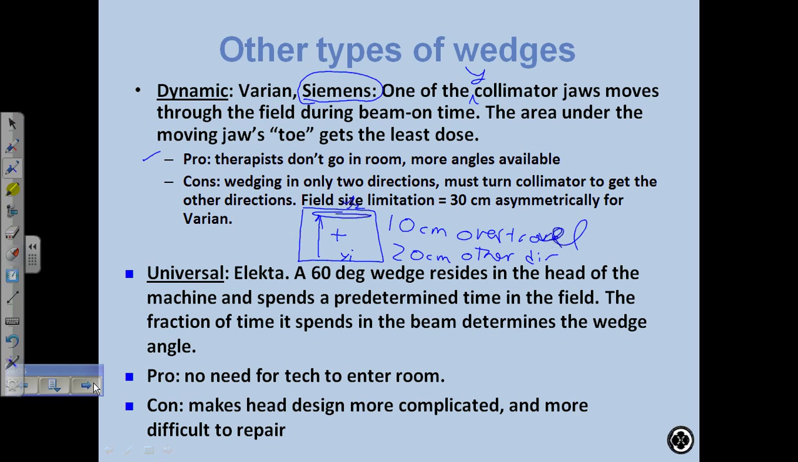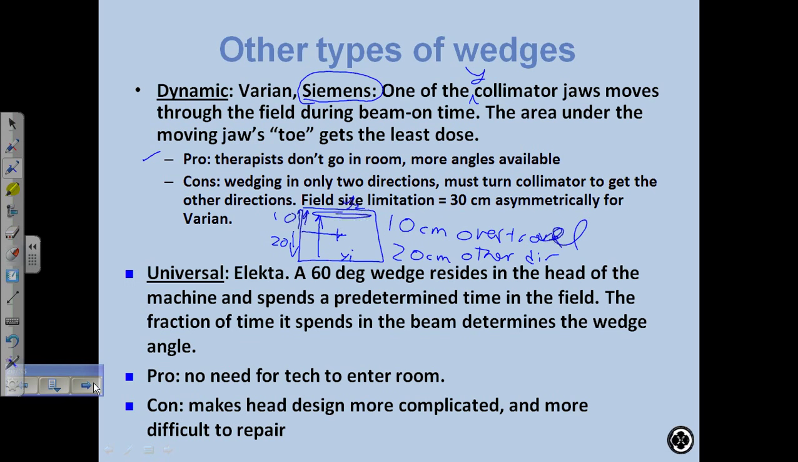All right, so what does this mean? So 10 cm over travel. Over travel always means that we're traveling across the central axis. So this wedge can go 10 cm in that direction from central axis, and this wedge can start at 20 cm from the central axis. So if it can do 20 cm in this direction and 10 cm in the other direction, what's the maximum field size? 30 asymmetric. It's asymmetric because it can do 10 here and 20 here.